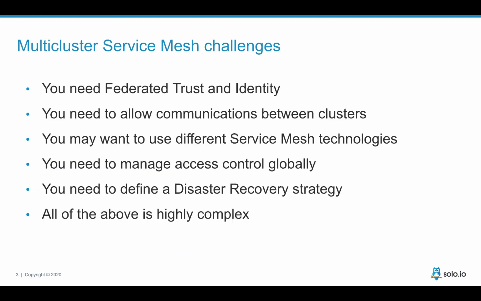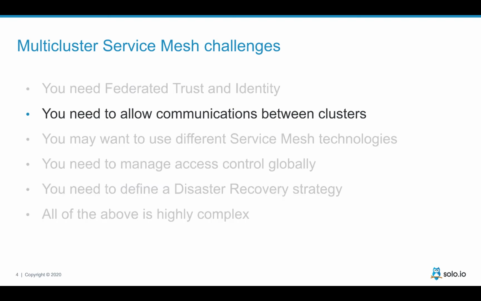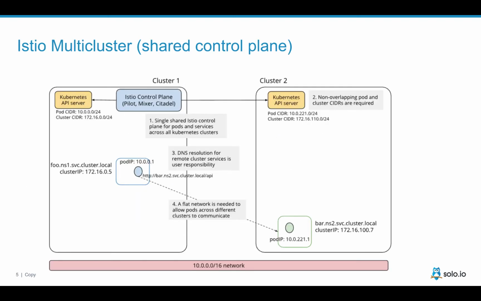Like we started to discuss last time, there are multiple challenges when you want to deploy service mesh across multiple clusters. We already covered this need for federated trust and identity, and this time we'll cover how you allow communication between clusters, how you can have microservices running on one cluster talking to microservices running on the other cluster. And we will cover other challenges in the next topics, like how you can manage access control globally, disaster recovery strategy, but everything here is complex, so we'll do one by one.